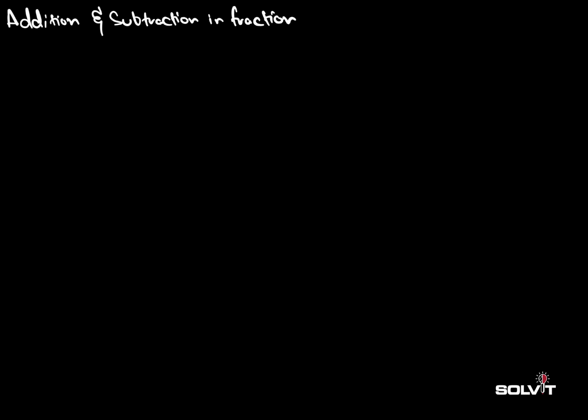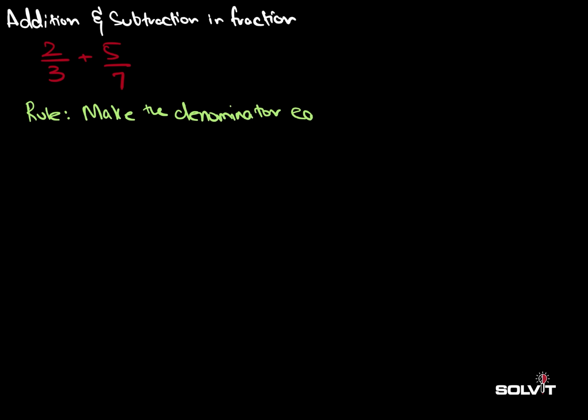The question states that 2 over 3 plus 5 over 7. It's just so basic. So what is the rule? The rule states that for both of these operations, make the denominator equal and solve. So how do we make the denominator equal?